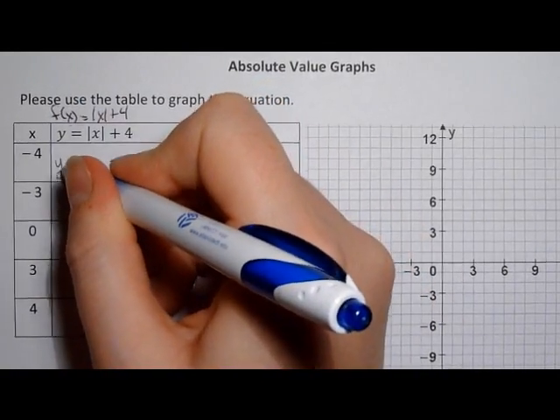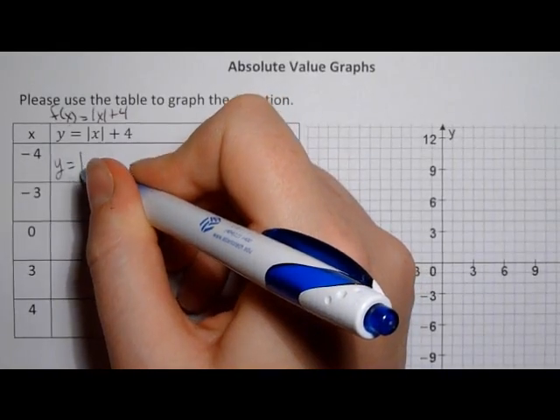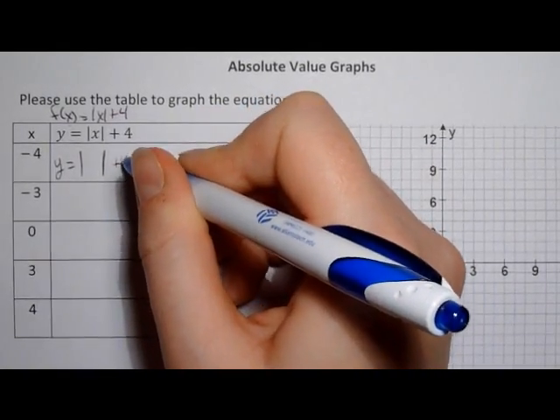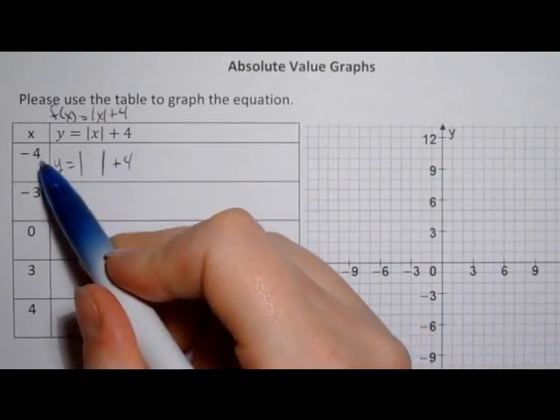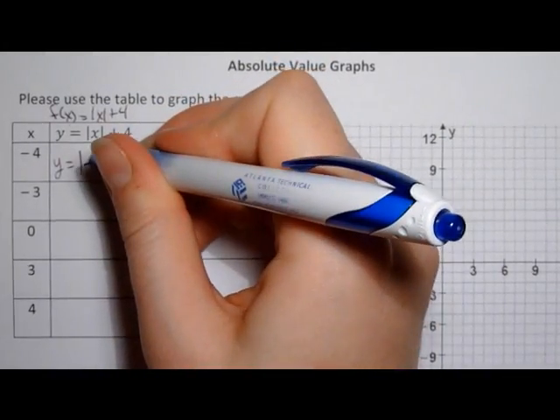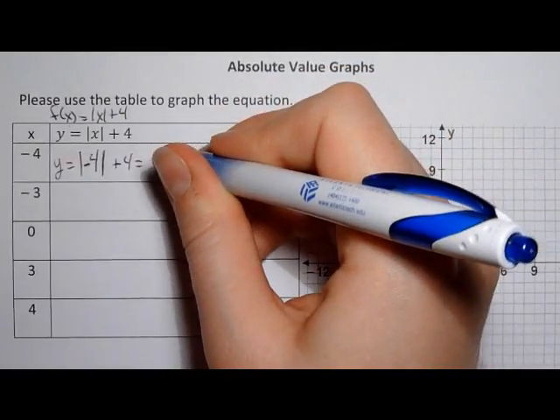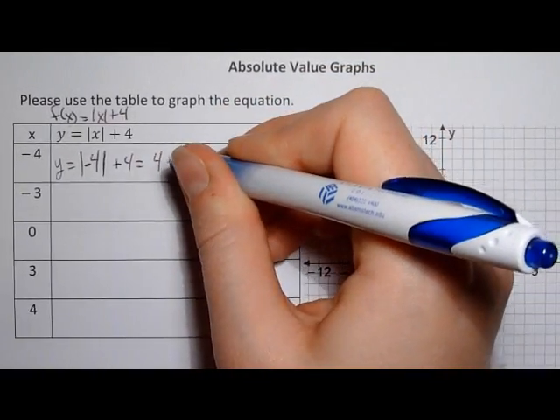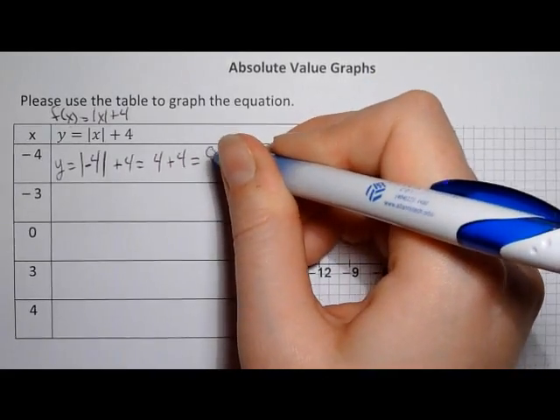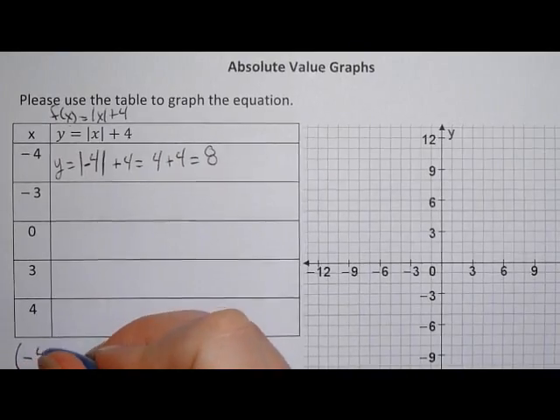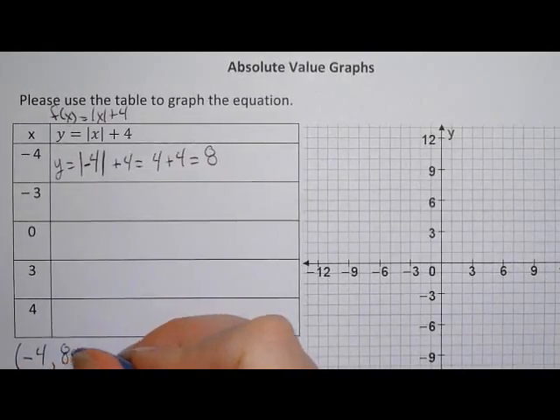In the first equation, if y equals the absolute value of x, I'm going to leave a blank space for the x, plus 4. Now I'm going to fill in that blank space with my new value of x, which is negative 4. The absolute value of negative 4 is positive 4, so I have 4 plus 4, which equals 8. This means that I have a point where x is negative 4 and y is 8.